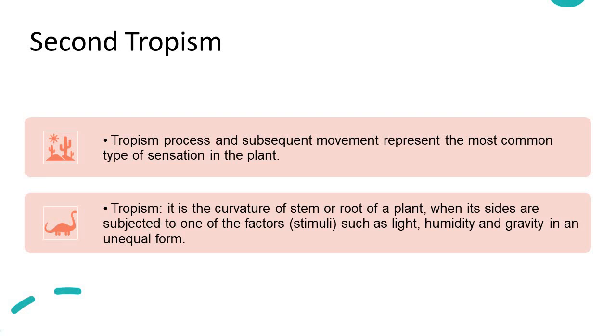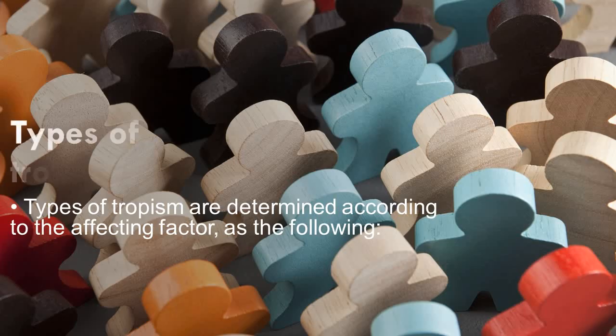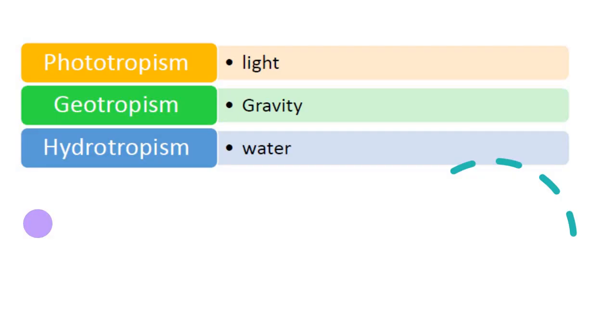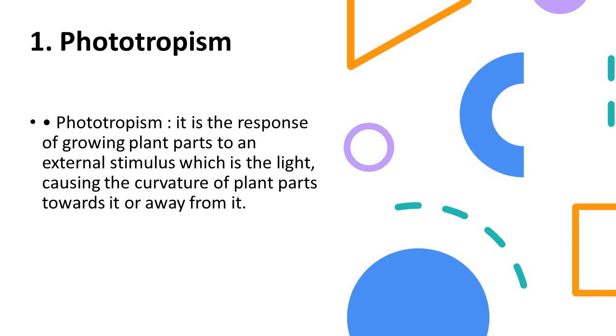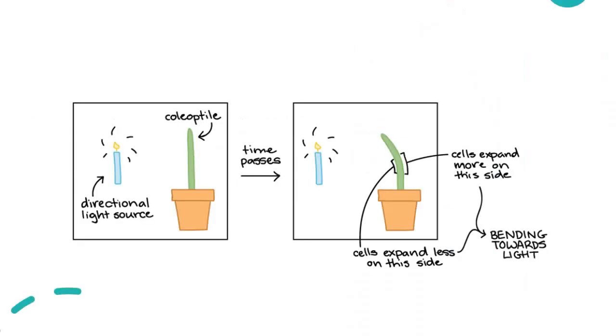What is tropism? It is the process or subsequent movement of the plant, and the curvature of the stem or the root according to stimuli, maybe light, humidity, or gravity, with an equal form. There are three types of tropism: phototropism, geotropism, and hydrotropism. Photo means light, geo means gravity, hydro means water. Phototropism is the response of the plant to external stimuli like light.